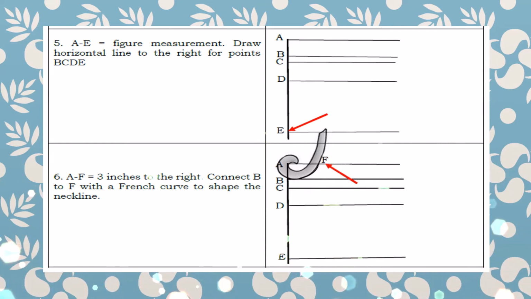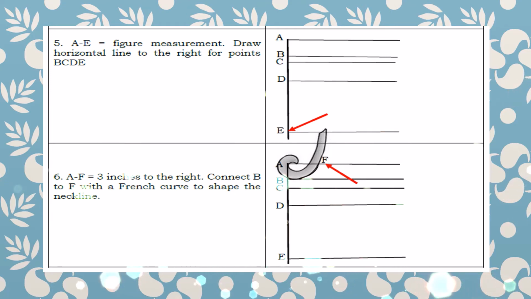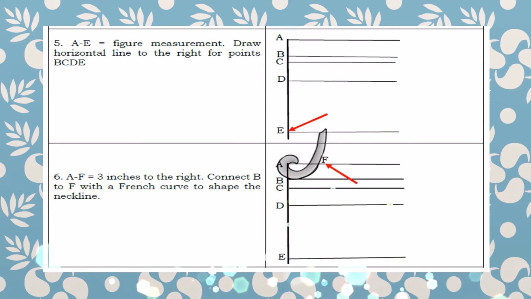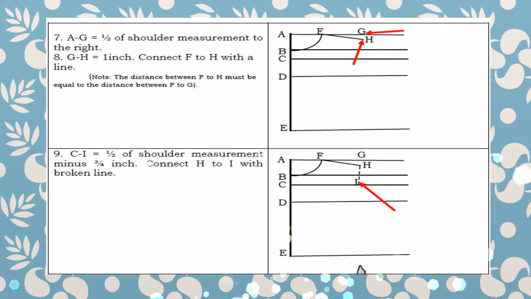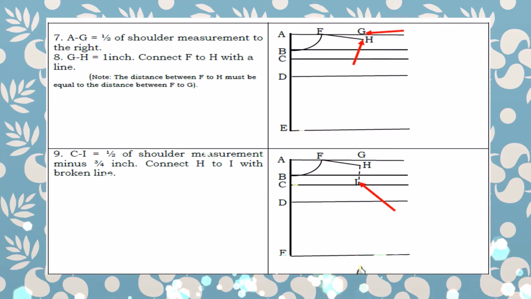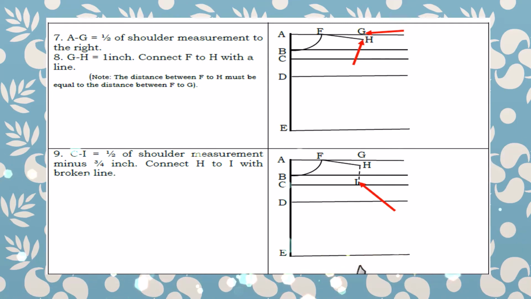Number 6, A to F. Measure 3 inches to the right, then connect F to B with a French curve to shape the neckline. Measure one of your shoulder measurements to the right to get A to G. Measure from G 1 inch downward to get H. Then connect F to H with a line. Note, the distance between F and H must be equal to the distance between F and G.